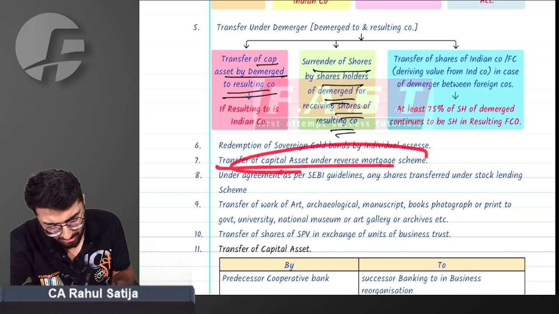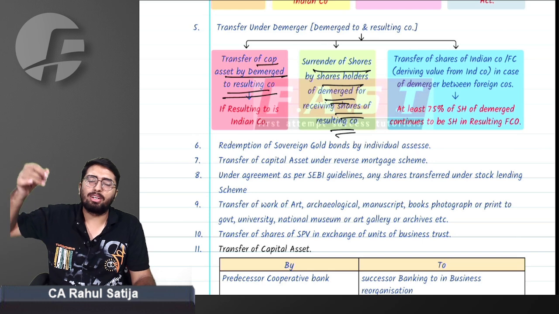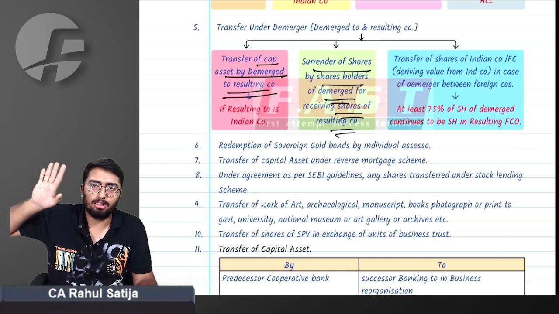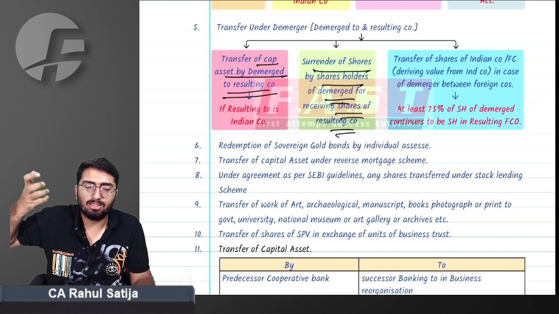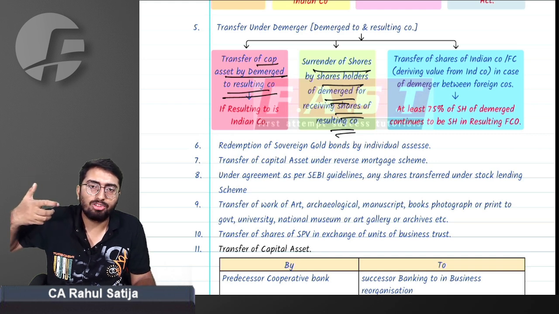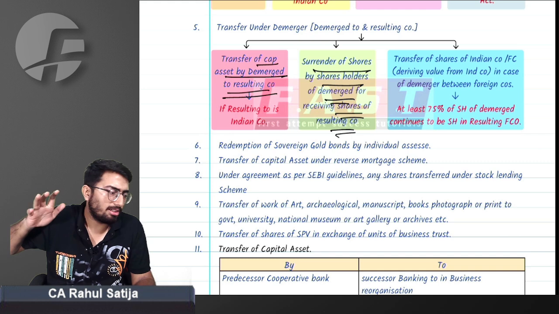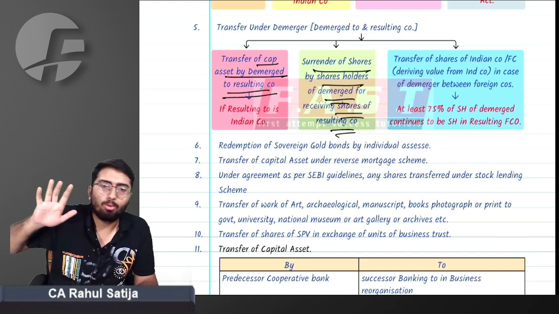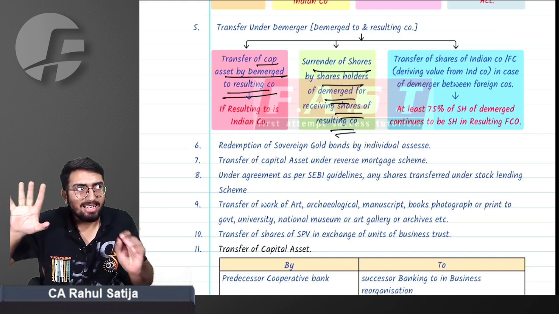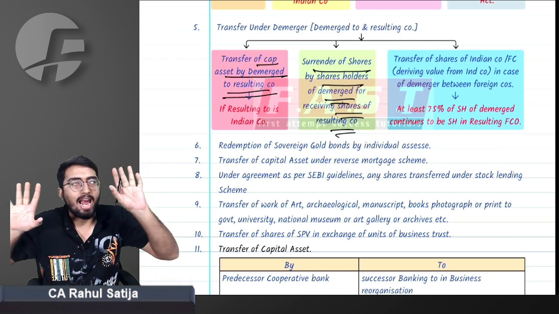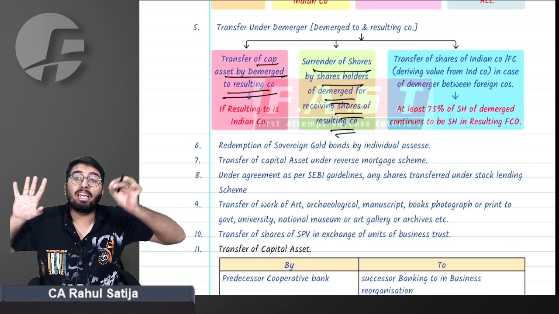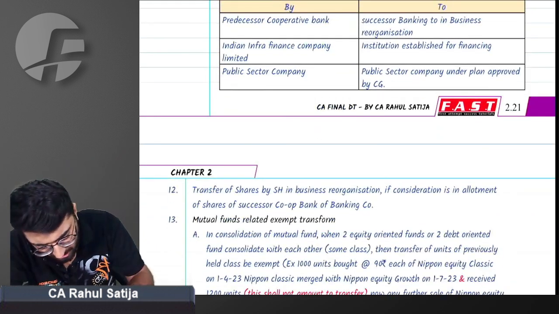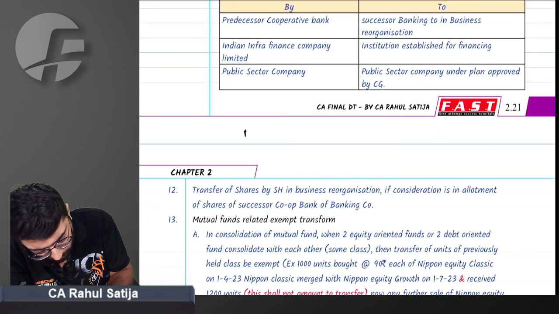We have transfer of a capital asset under the reverse mortgage scheme. For example, the reverse mortgage scheme is very popular among old age people. For example, if a parent does not have any children, or all of their children are studying abroad, what happens is they have a house. They lend such house to the bank, and against such lending, they get a monthly installment, a monthly payment. Just understand this with an example.